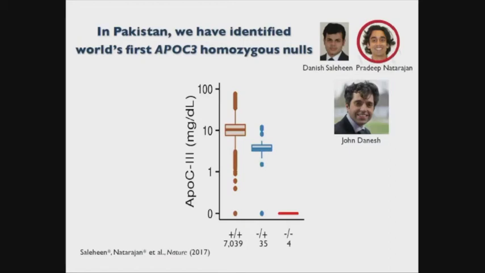This is John, this is Danish Saleheen, who led the study, and this is a postdoc in my group, Pradeep Natarajan. What you can see here on the x-axis are the three genotypes: wild type, heterozygous null, and homozygous null. On the y-axis is the blood level of apolipoprotein C3, a circulating apolipoprotein, and you can see there are 4 individuals who had no circulating apolipoprotein C3.